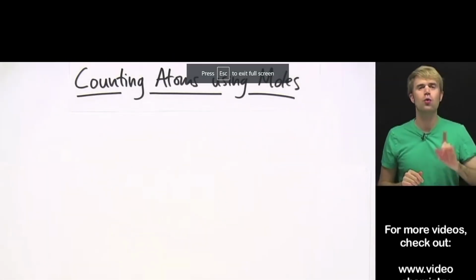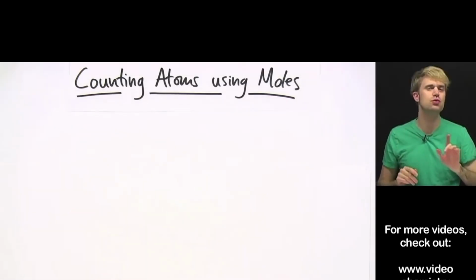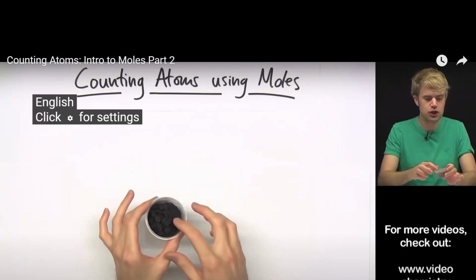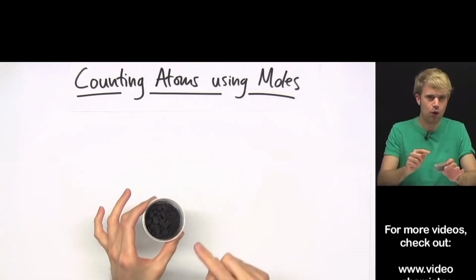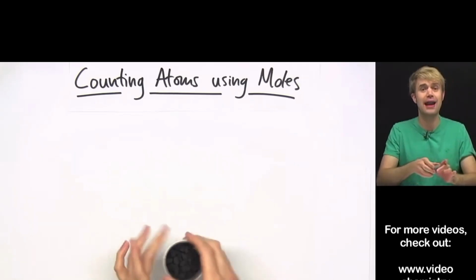In this video, we're going to look at how we can use moles to count the number of atoms we have in something. So, for example, here I've got a container with a bunch of chunks of carbon in it. I want to know, how many carbon atoms do I have here? We'll learn how to figure that out here.